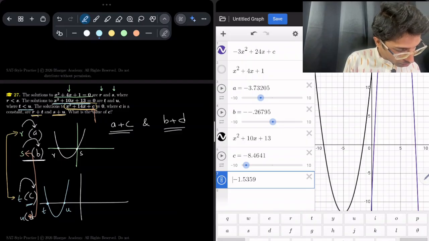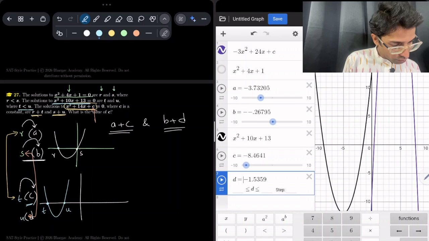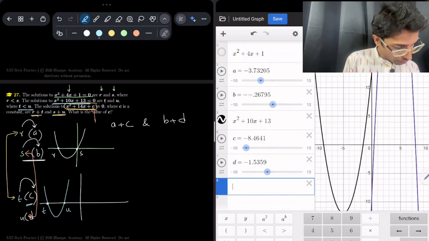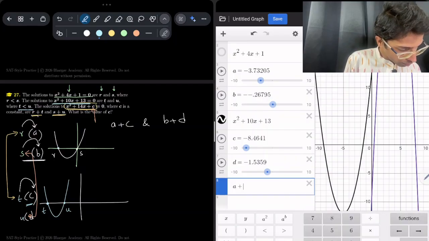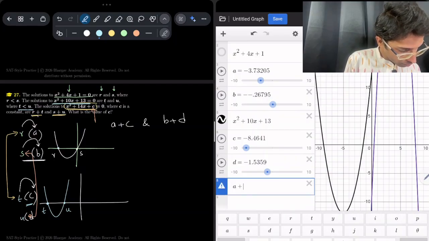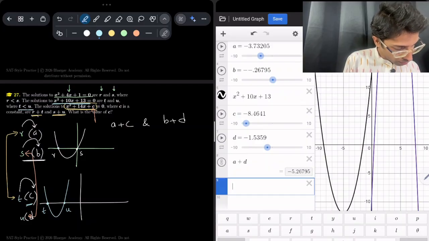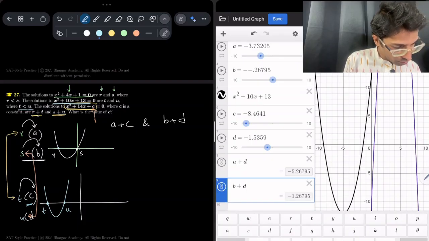D is equal to, let me equate it now to d. Now what I should be finding out, a plus c and b plus d values I want. So I'll write down a plus d here. A plus d, where is d? Yes, that is the value. A plus d is here. And then b plus d, where is it? Yes, b plus d is here.